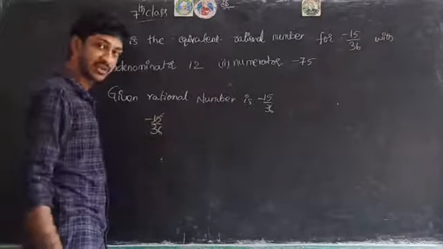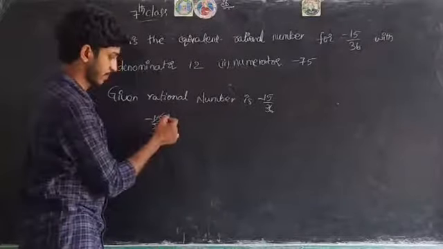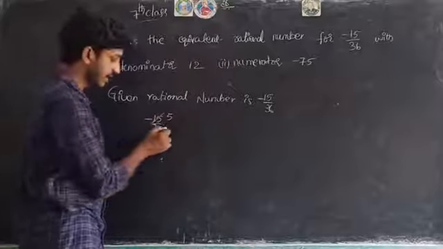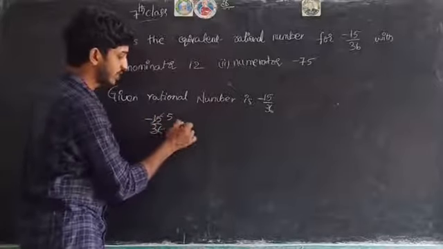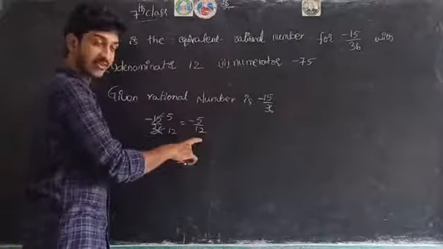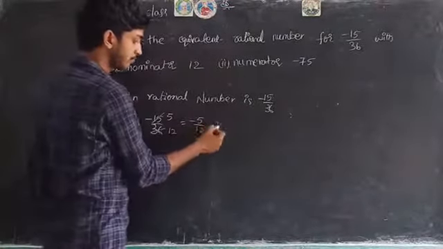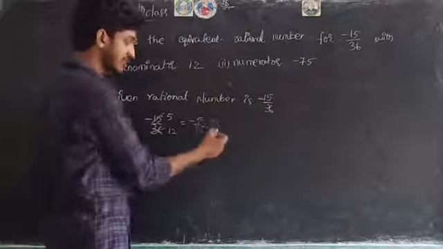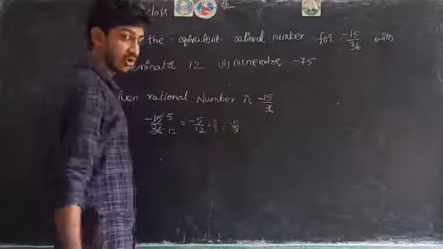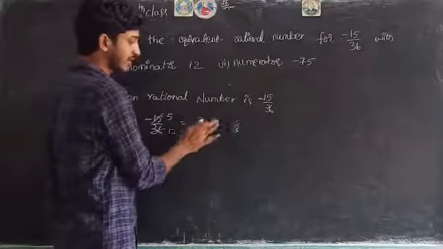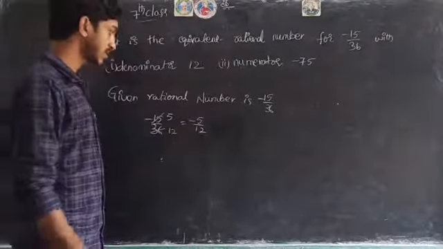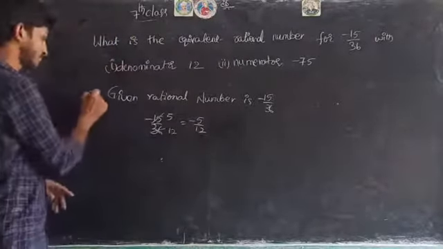In the 3 table, 15 is how many times? 3 fives are 15, and 36 is 12 threes. So we get the answer minus 5 by 12. So if you multiply with 3, we get minus 15 by 36. So this is the equivalent rational number for minus 15 by 36. Okay children, this is the first one.